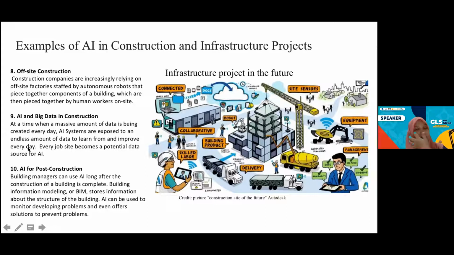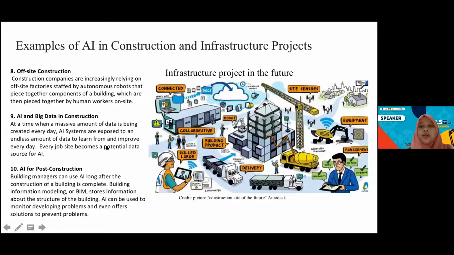And how about offsite construction? Construction companies are increasingly relying on offsite factories staffed by autonomous robots that piece together components of a building, which are then pieced together by human workers on site. So currently, AI is not working alone, but works together on site with humans, with labor, to make the building or the project faster, better quality, and safer. And it also enables good planning and optimization of the projects.